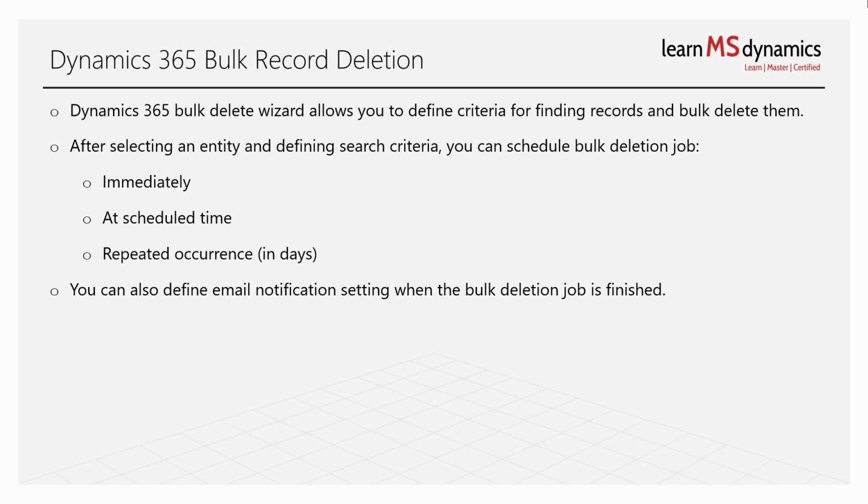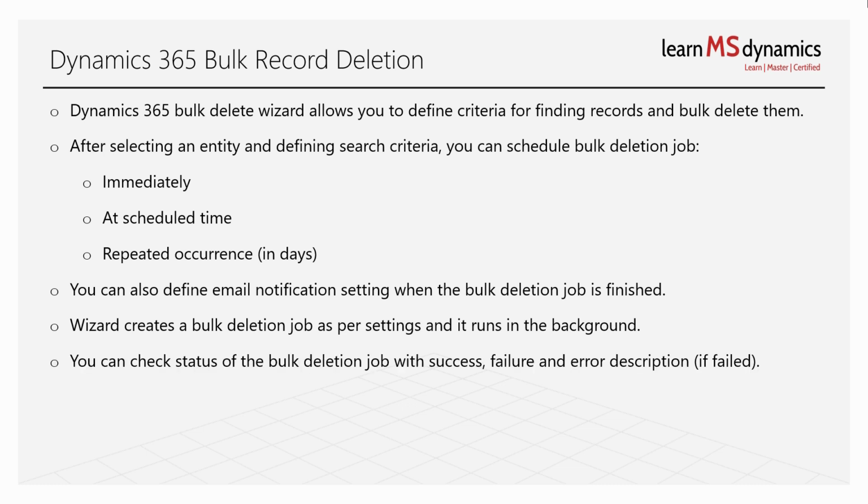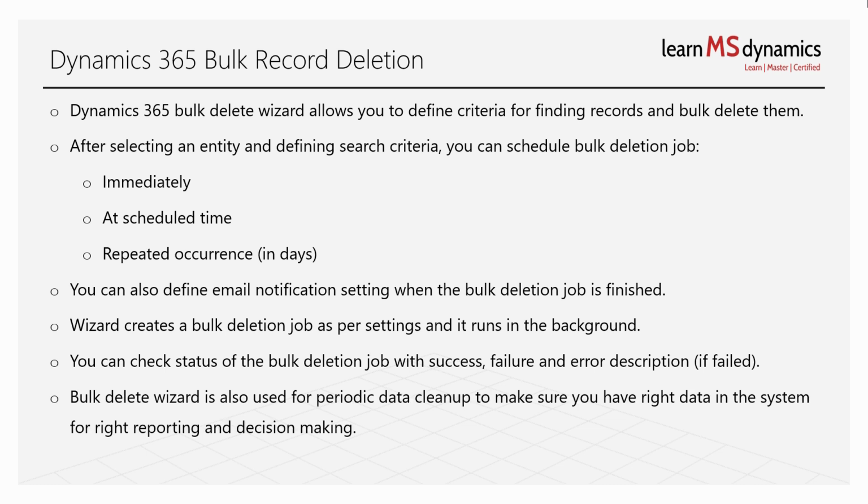Once the bulk deletion job is finished, you can notify the owner of the job as well as other people required. So this wizard creates a bulk deletion job as per the settings that you have defined and it runs in the background. If you want to check the status of the bulk deletion job, you can do that. You can check whether it succeeded or failed, and the error description if it failed. One of the most important reasons to use the bulk delete wizard on a periodic basis is to do periodic cleanup so that you have the right data in the system for the right reporting and decision making. So bulk record deletion can really help in this scenario.